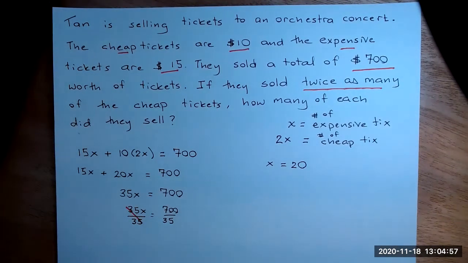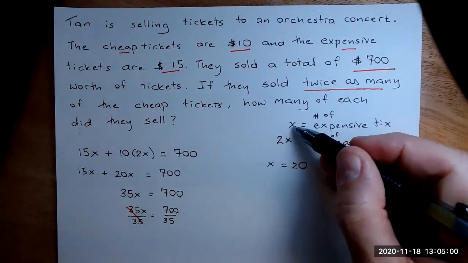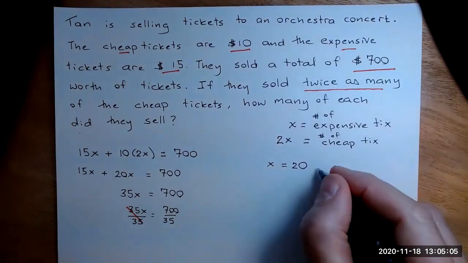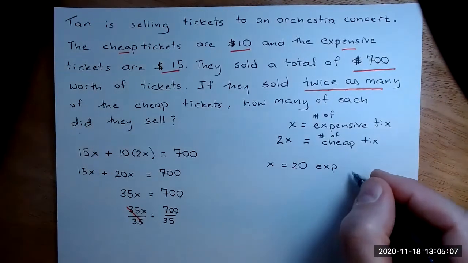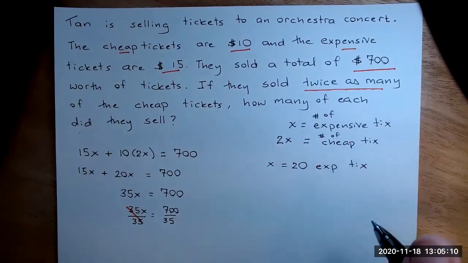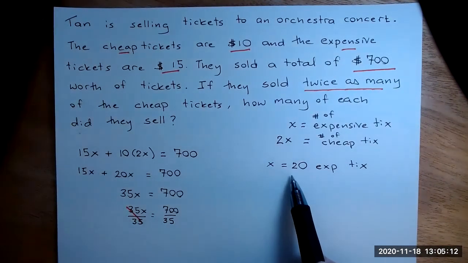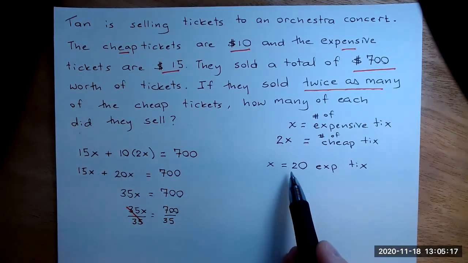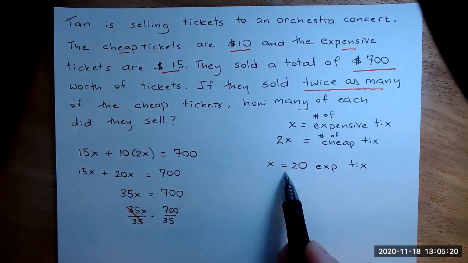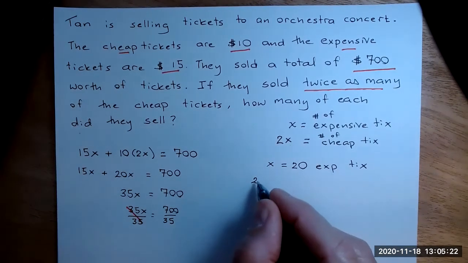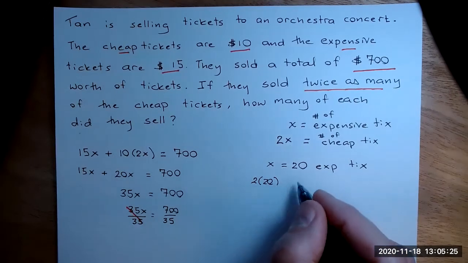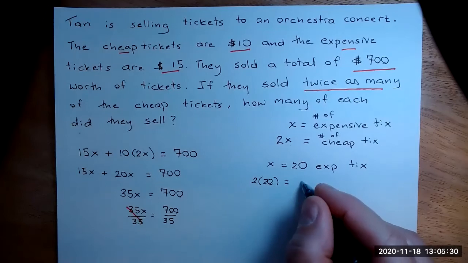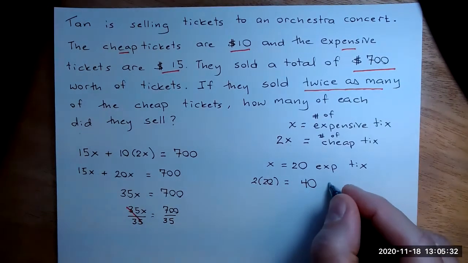And then you want to go back and look at the description of your variable. And now we know that they sold 20 expensive tickets. How many cheap tickets did they sell? We'll use this expression, 2 times x. Well, if x is 20, that's 2 times 20. So they sold 40 of the cheap tickets.